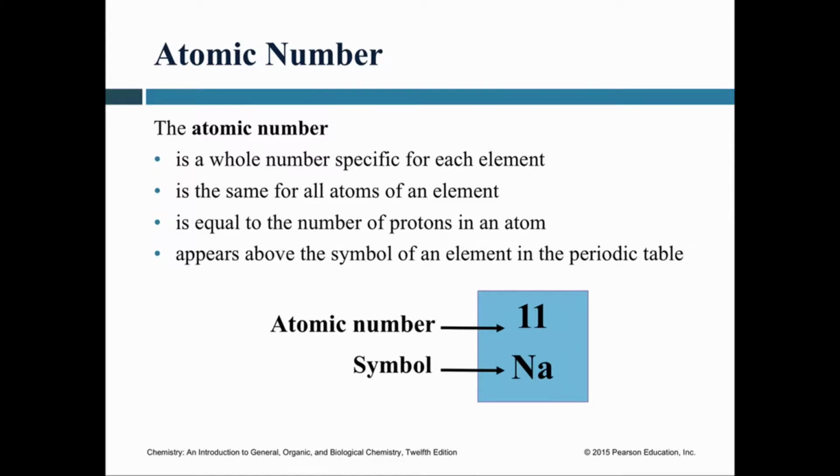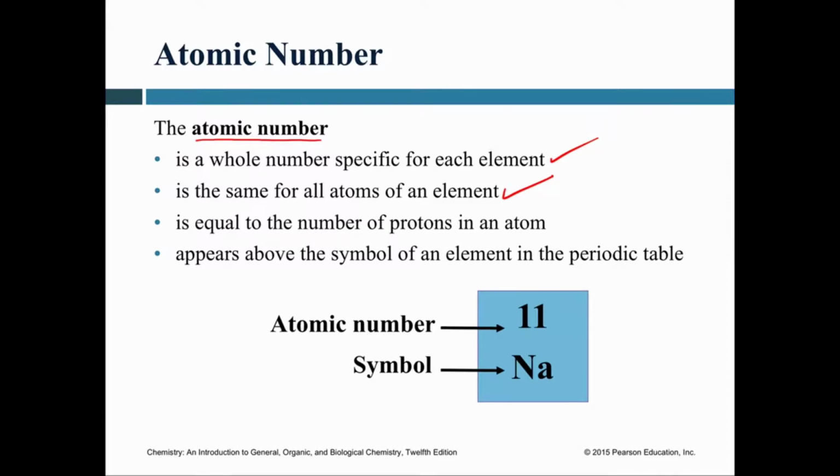Atomic number, write this down, is a whole number specific for each element. That's an important concept. It's a whole number. It's never a fraction. You're not going to have a decimal point there. It is the same for all atoms in an element. So for example, in the element gold, every gold atom has the same atomic number. Every atom that makes up a gold ring is the same atomic number.